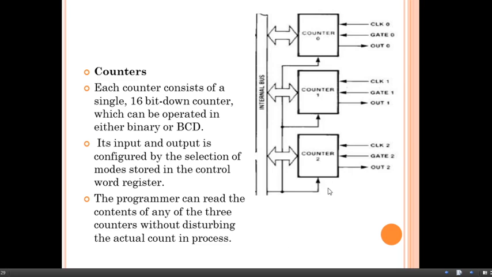So these are the counters which are internally connected with the internal bus. This signal we are getting from the control word register, and based on that control word register, the mode of the counter as well as the operation of the counter gets selected. Each counter has 2 inputs, clock 0 and gate 0, and one output, that is out 0. Here also clock 1 and gate 1 are the inputs for counter 1, out 1 is the output for counter 1, and so on.